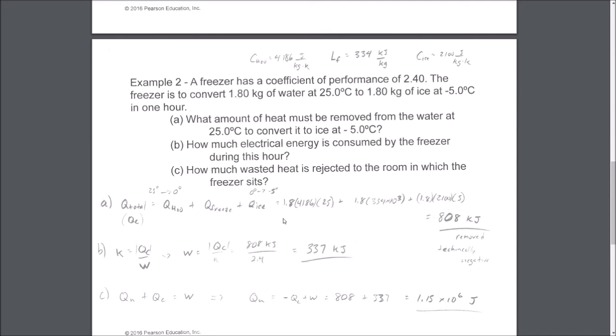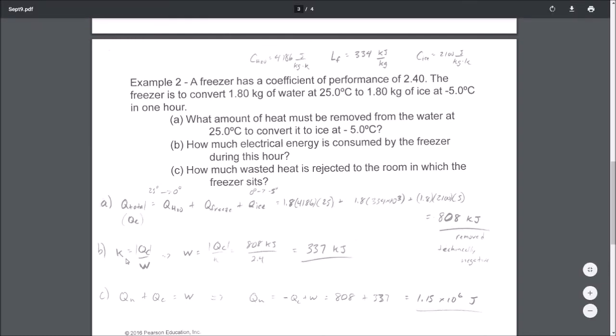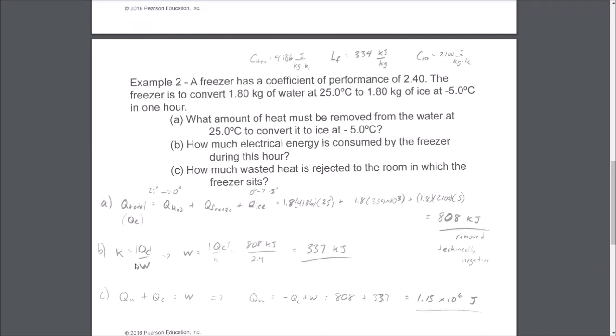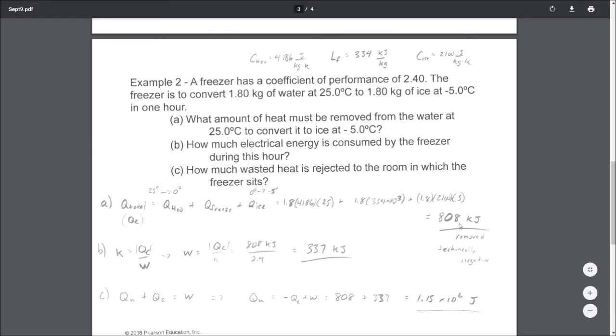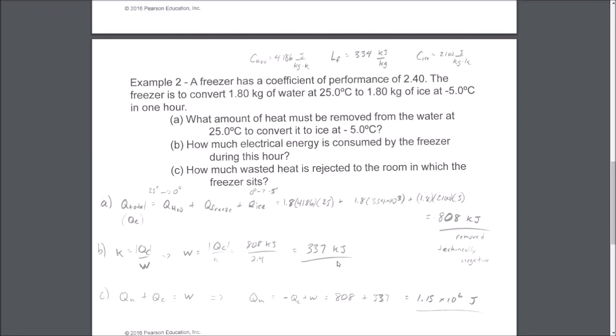All right, so technically this is all negative, right? So we got 808 kilojoules need to be removed. It's technically negative, but in our coefficient of performance calculations it's a positive value. So, okay, how much electrical energy is consumed by the freezer during this hour? The cold reservoir is the 808. Given that our coefficient of performance is 2.4, we calculate the work being done, and we need to do 337 kilojoules of work in order for this process to take place.